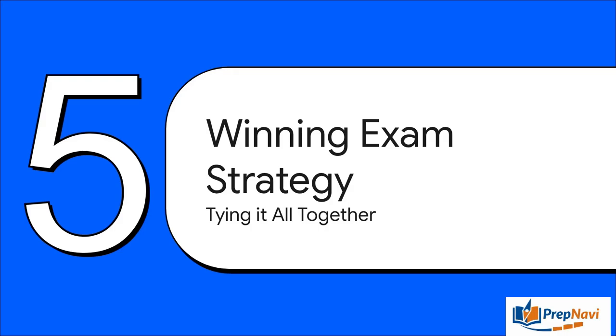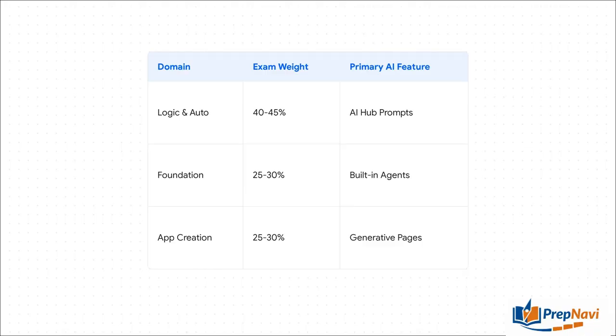Section 5. Your winning exam strategy. Tying it all together. So how do we turn all of this information into a passing grade? Well, here is an actionable ultimate cheat sheet for those final review sessions. What we've done is map the 3 domains directly to their defining AI features. When you're studying logic and automation, which is our heavy hitter, remember, you must deeply review AI Hub prompts and models. For the foundation domain, tie your study time directly to built-in agents and row summaries. And when you're practicing app creation, you should be actively building generative pages and Copilot agents.